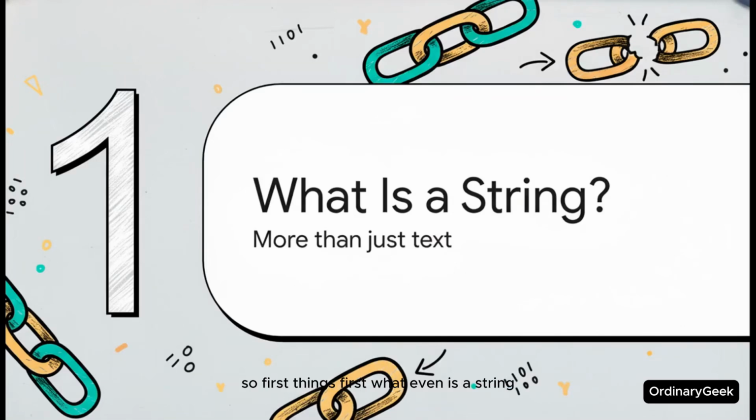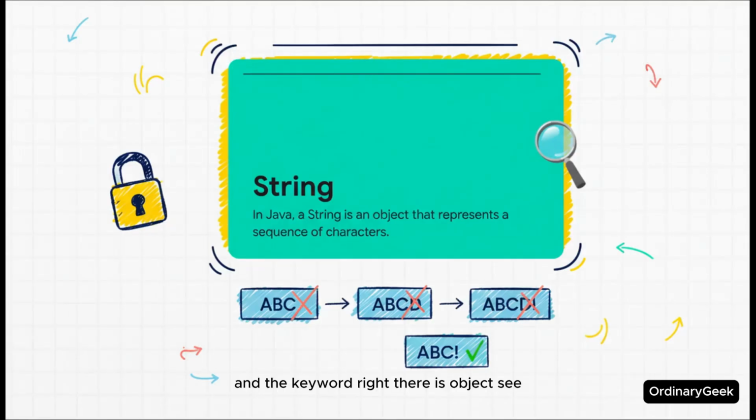All right, so first things first, what even is a string? Because in Java, it's way more than just a bunch of letters typed out. And the key word right there is object. See, a string isn't a simple primitive value like the number 5. Nope, since it's an object, it comes with its own built-in toolkit, all these special abilities and behaviors. And that's exactly what we're going to get into.